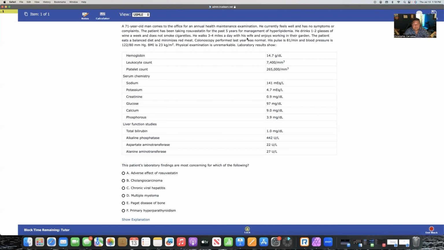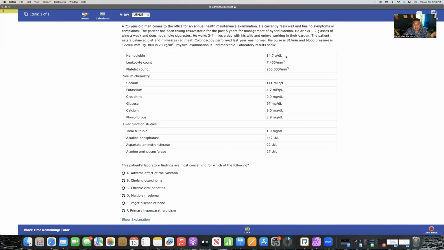So if you're looking up at the stem, there's not a lot of significant details up there. I think really the big key takeaway is it's a 71-year-old male coming in for a health maintenance examination, and he feels fine. We're not seeing any significant risk factors. We're not seeing any significant symptoms. He doesn't have any abnormal examination findings. So I know that this question is really going to hinge mostly on an asymptomatic laboratory abnormality.